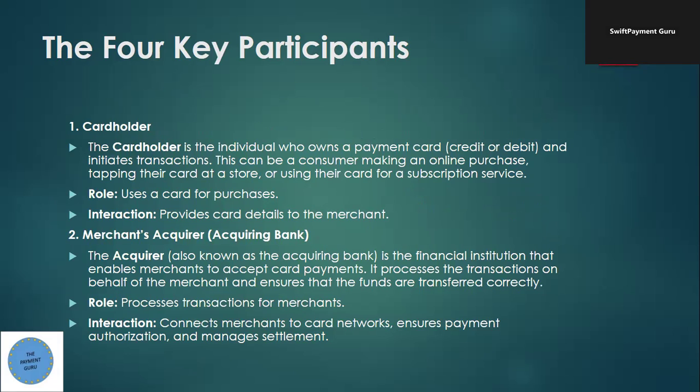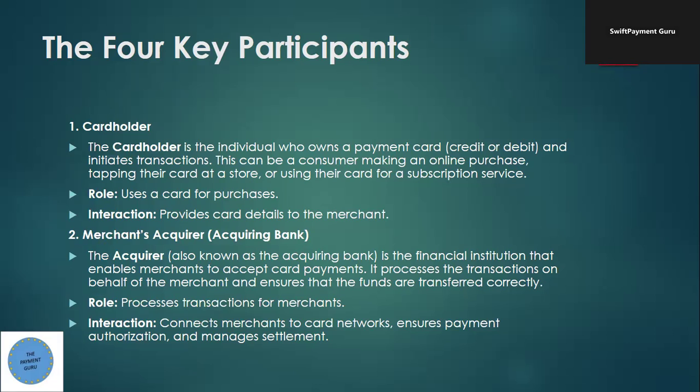So let's understand each one of the entities which are the key participants of the four-party model. The first one is the cardholder. The cardholder is basically the individual who owns a payment card, that is a credit or debit card, and initiates the transaction. This can be a consumer making an online purchase, tapping their card at a store, or using their card for a subscription service. Wherever the cardholder uses the card, they make a transaction, and there are various options and various places to transact with merchants, online and offline as well.